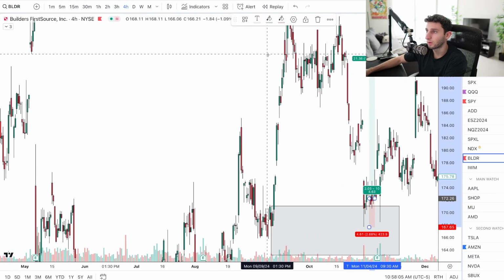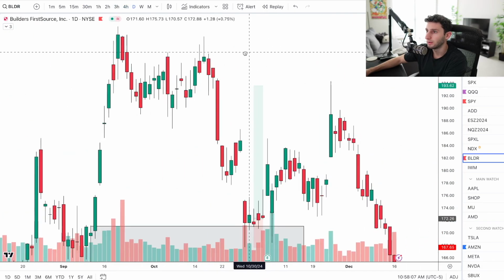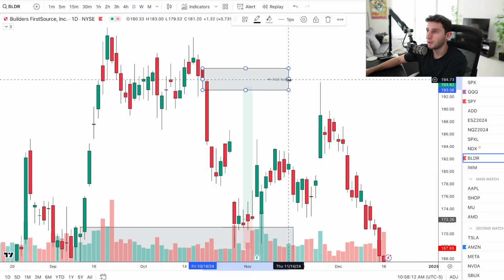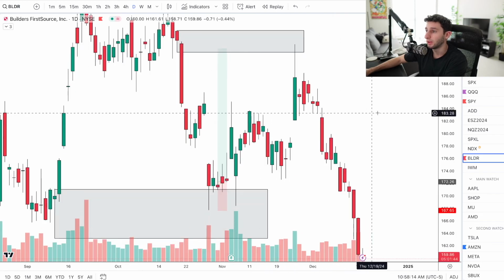If I go back up to the 4-hour, or maybe even the daily chart's better, yeah, you'll be able to see we have a nice little supply zone just like that. Boom. You can see we spiked up right into it. We ended up dumping after that.